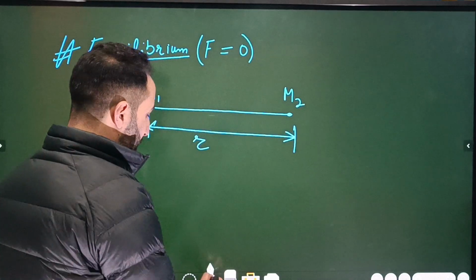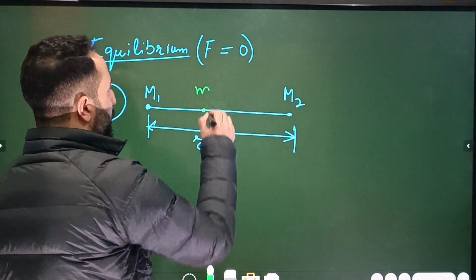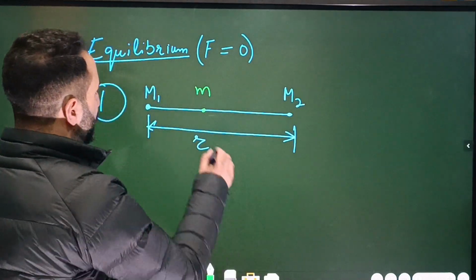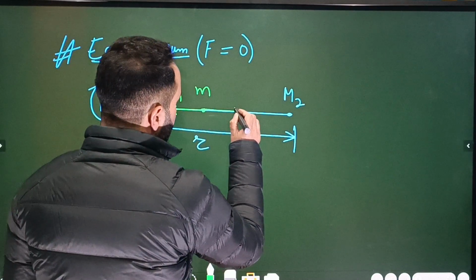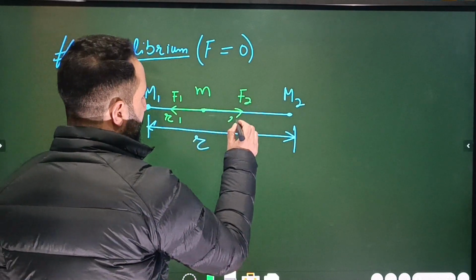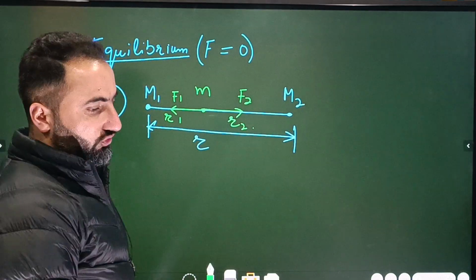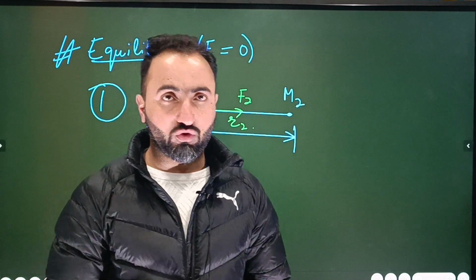So we have a third particle, placed somewhere here. How many forces will act on this particle? One force in this direction, F1, and another force in this direction, F2. This distance is r1, this distance is r2. Obviously F1 and F2 can be equal and opposite, and hence they will cancel, and hence the net force is equal to zero.